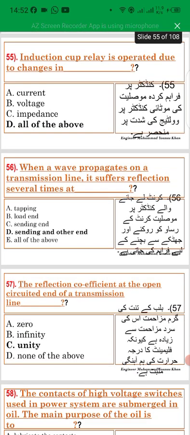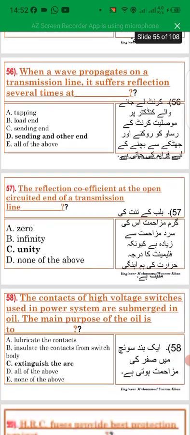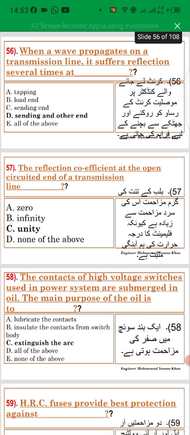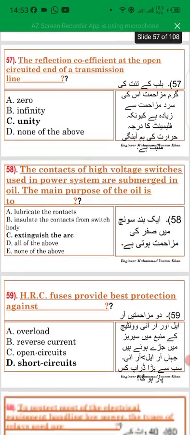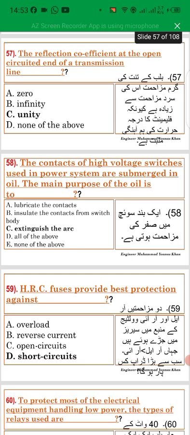Induction cup relay is operated due to change in current, voltage, impedance, all of the above. When a wave propagates on a transmission line, it suffers reflection several times at the sending and other end. The reflection coefficient at the open circuited end of a transmission line is unity.